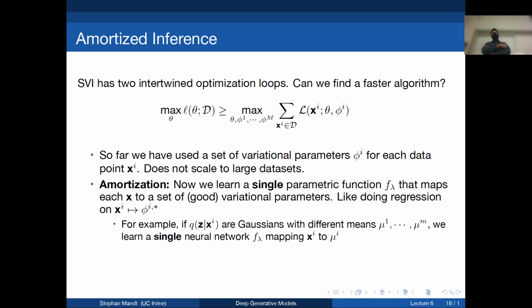For example, if q of z given xi are Gaussian distributions with different means mu1 until mu_m, one mean for every data point, then we can learn a single neural network mapping that takes the data as inputs and predicts just the mean of that variational distribution.